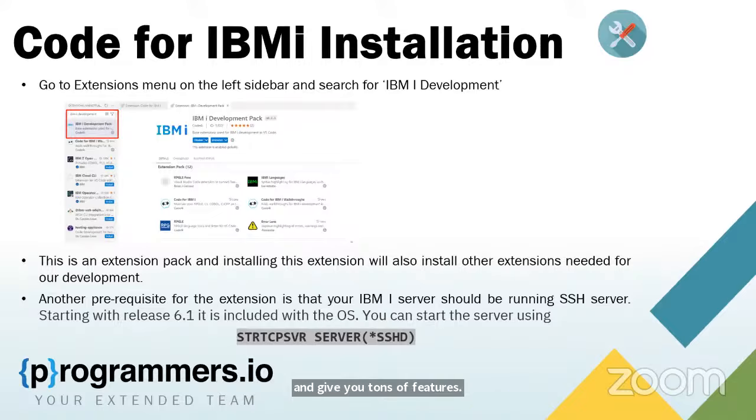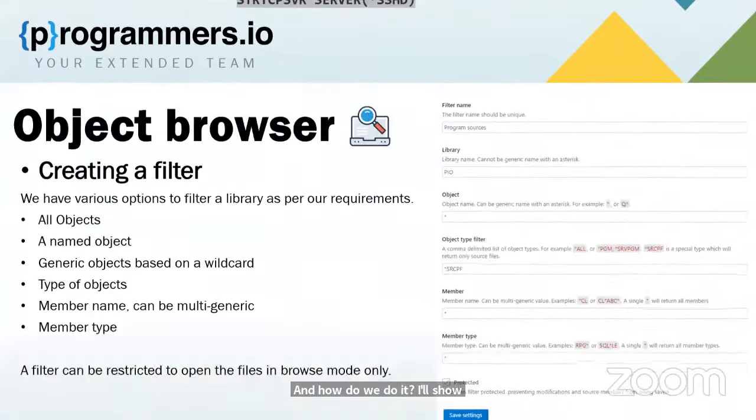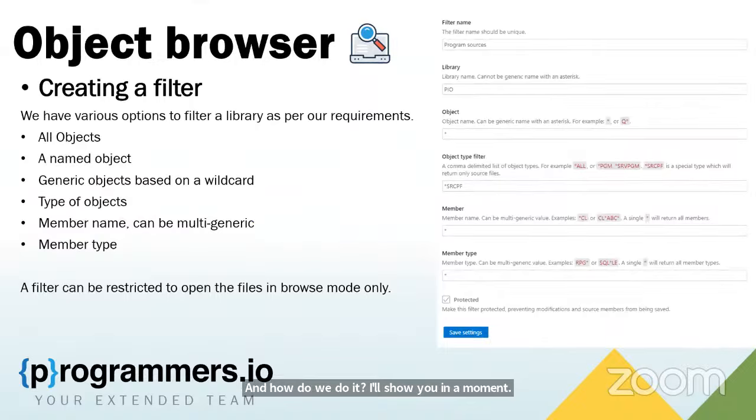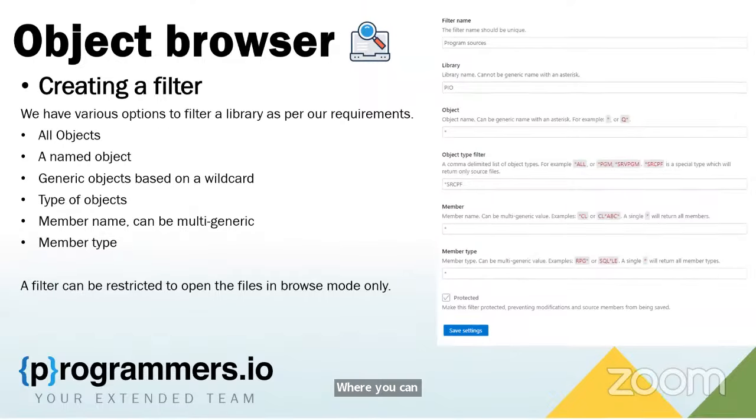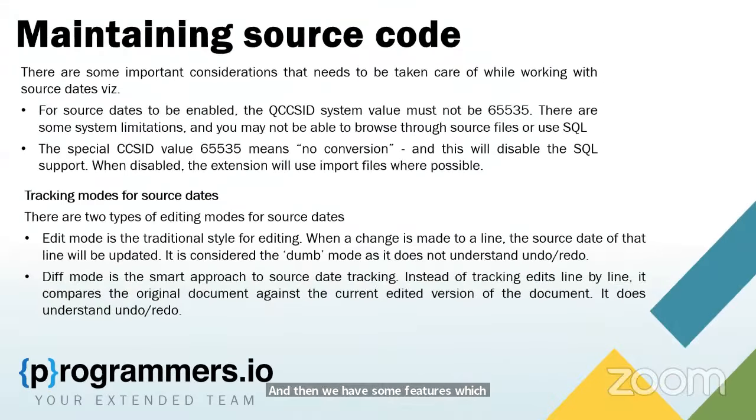There are only a couple of prerequisites to use Code for I on your machine. First, your release should be after 6.1, and one should have an SSH server running, because Code for IBM i connects using SSH. How do we do it? I'll show you in a moment. Then we have some features: the object browser, where you can browse objects, and features for how we maintain the source code.